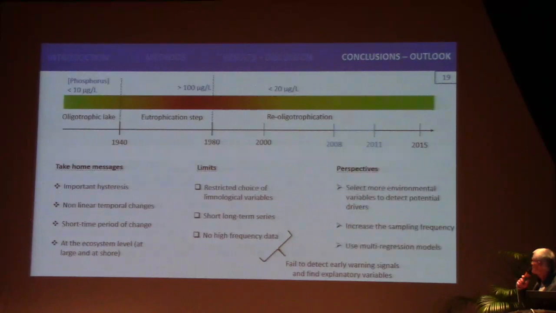As a perspective, what we will try to do in the near future is to select more environmental variables to detect these potential drivers. Typically, we have not looked yet at climatic drivers, such as wind, precipitation, irradiance, and so on, but we know they can be really important explanatory variables for these shifts. We will not be able, of course, to increase the sampling strategy because of the databases, but afterwards we will also use multi-regression models to have a better insight into these shifts.